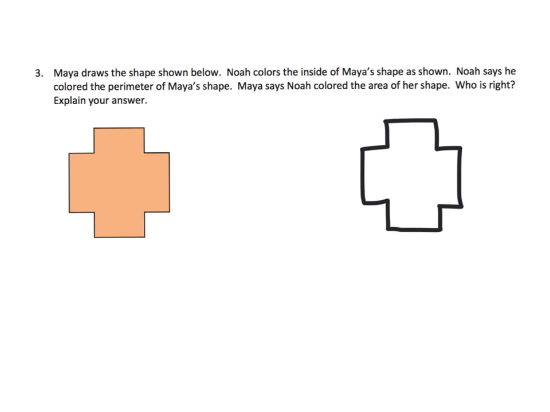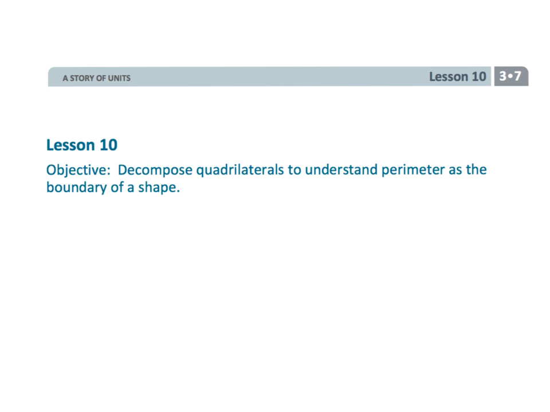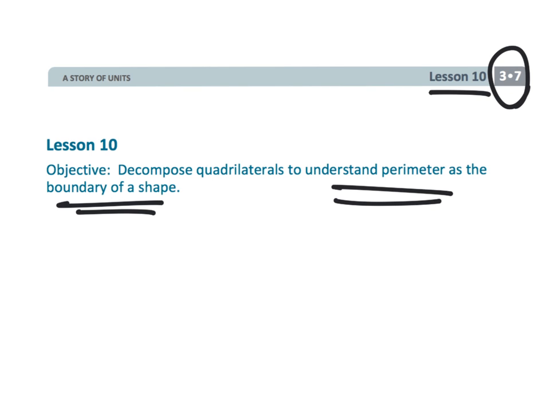Who's right? And of course, we want our students to understand that this boundary here is the perimeter, while this inside stuff being shaded in, this is the area. So we want our students to know that this inside stuff is the area, while the boundary here is the perimeter. And that wraps up third grade Module 7, Lesson 10, beginning that process of learning about perimeter and how it compares to area.